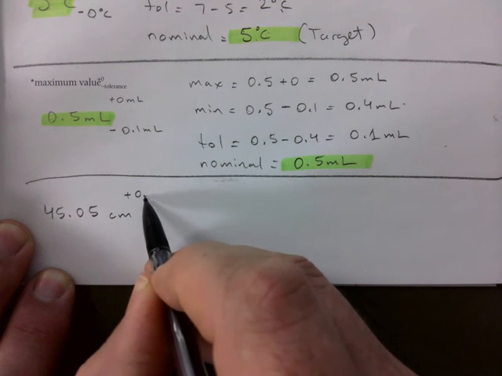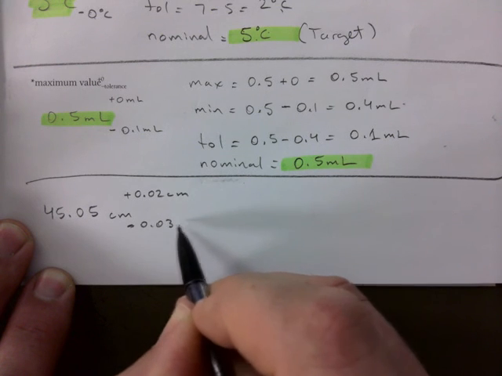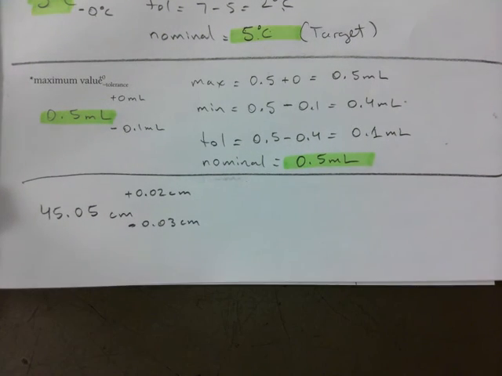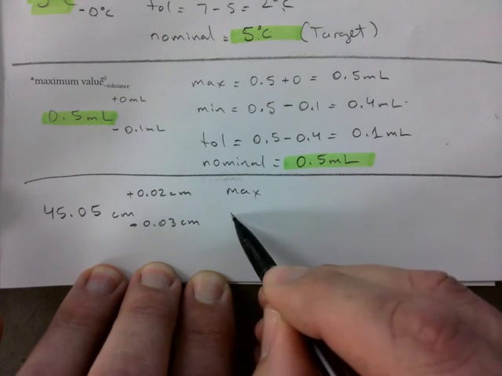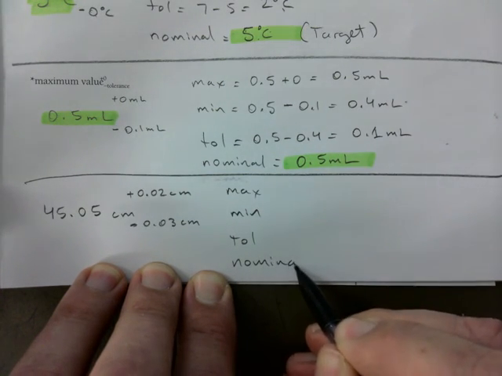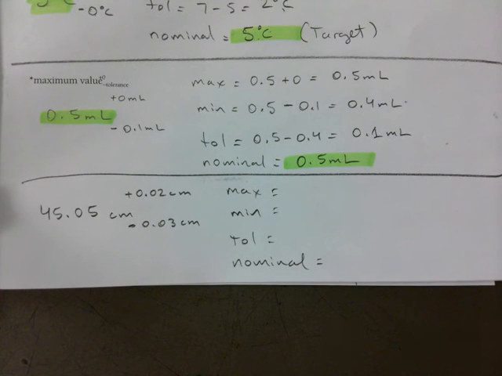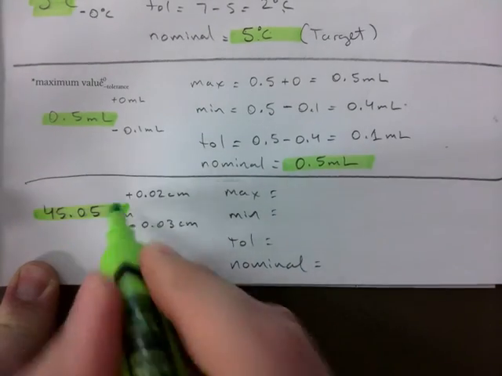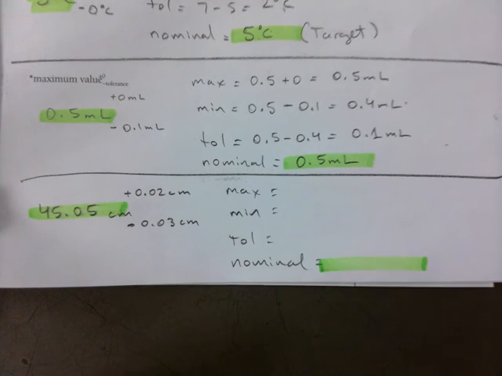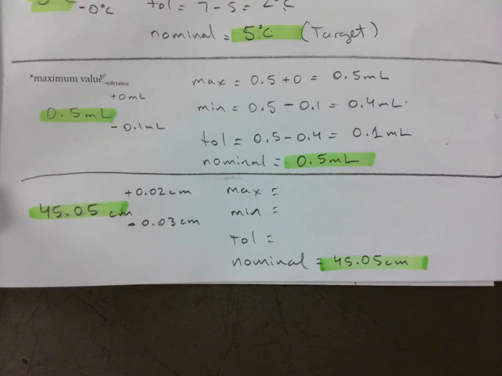This is the one that might throw you off a little bit. Maybe not. So you've got to go max, min, tolerance, and nominal. Which one are you going to state first? The big number up front is what we're targeting. So that's our target. Same as always. You got this.